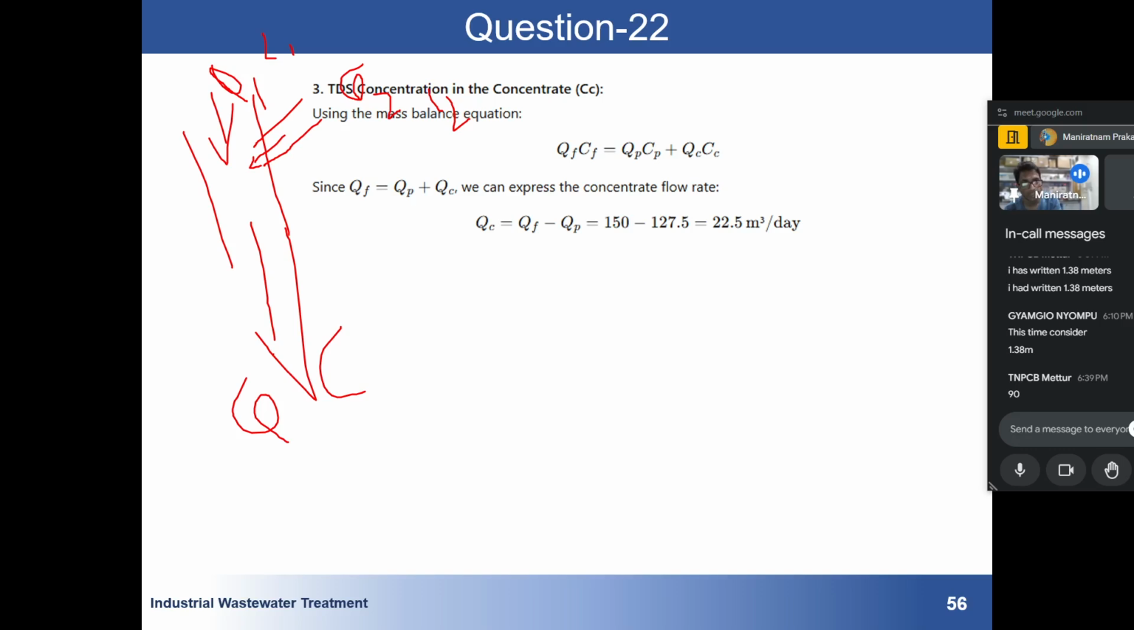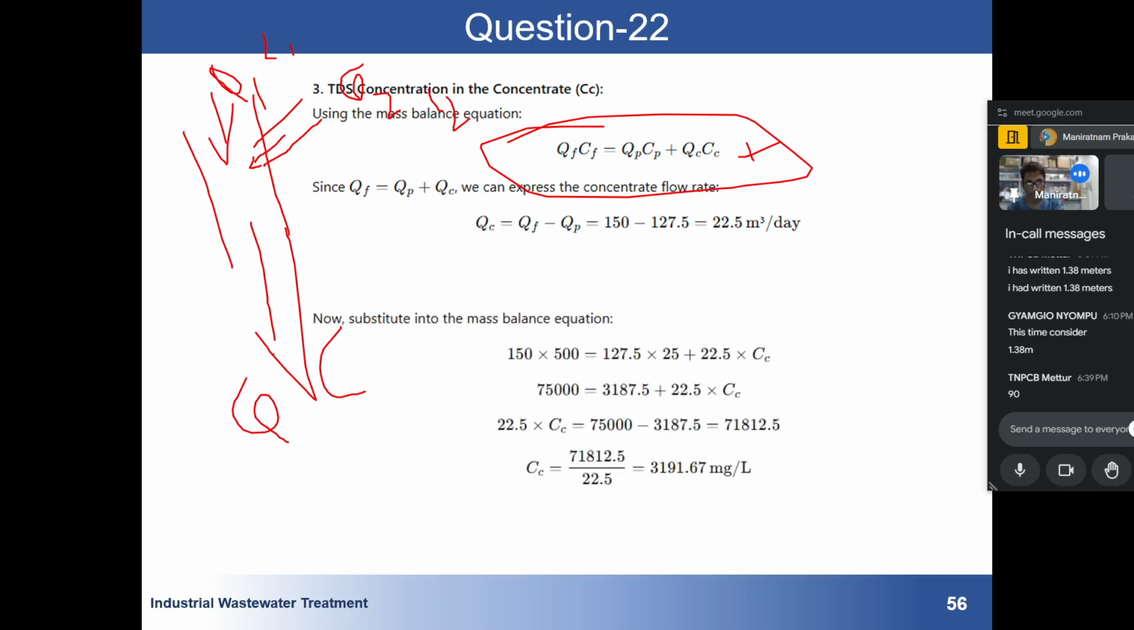Imagine that permeate is 1 and concentrate is 2. So you can see that Q1 into C1 plus Q2 into C2 is equal to Q into C, and you already know that Q is equal to Q1 plus Q2, so here you put the value. This is a simple mass balance, where there is no reaction and all these things. Generally some kind of reaction is also happening, and we have to add those terms also. For that type of question you can refer to the book chapter. Here we substitute the values, and finally Cc is 3191.64 milligram per liter.